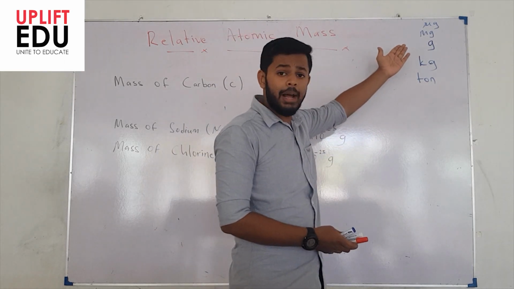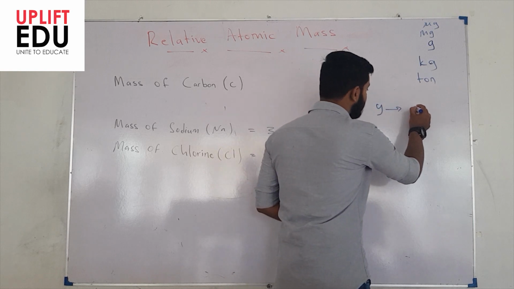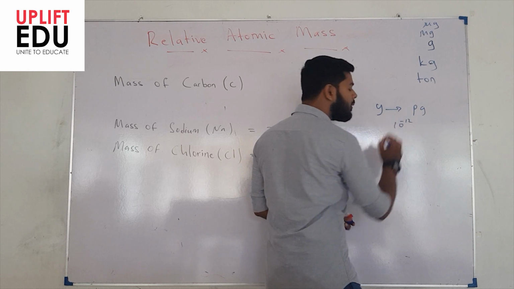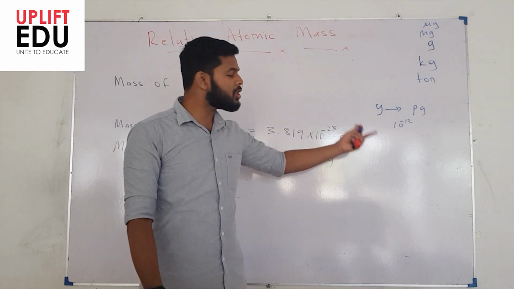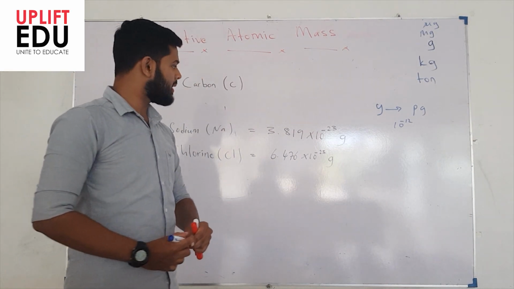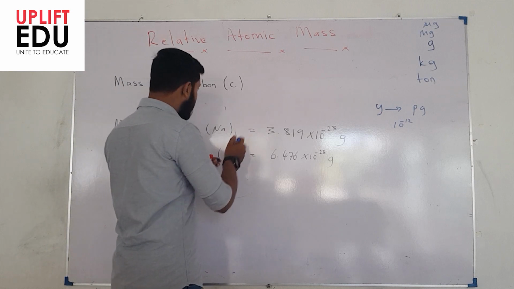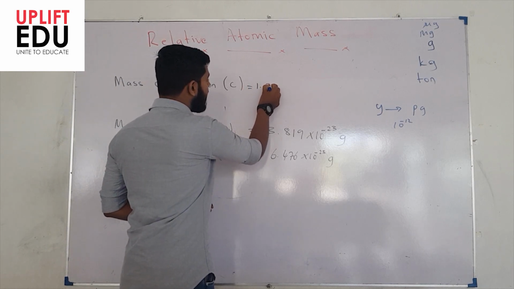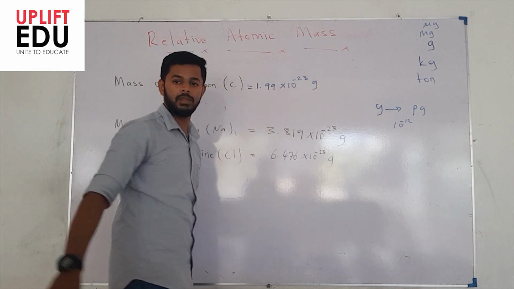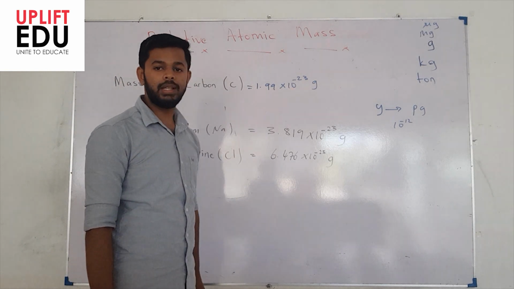Can we use microgram, or even smaller, let's say gram turns into picogram? That could be the smallest unit, I guess, something around 10 to the power minus 12. But still, this unit is not enough to measure the mass of atoms and molecules. Why is that? When I consider the mass of a carbon atom, it is about 1.99 × 10^-23 gram. That small it is, 1.99 × 10^-23.